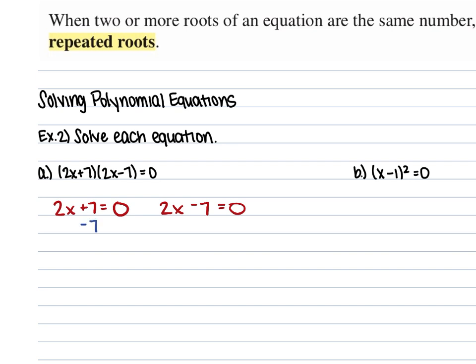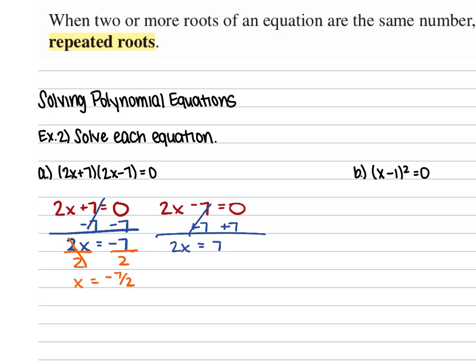We're going to subtract 7 from each side with the 2x plus 7 is equal to 0, and we get 2x is equal to negative 7. Then we just divide each side by the 2 to get that x is negative 7 over 2. For the 2x minus 7 is equal to 0, we're going to add 7 to both sides. We get 2x is equal to 7. And then we divide each side by the 2, and we get that x is equal to a positive 7 over 2.